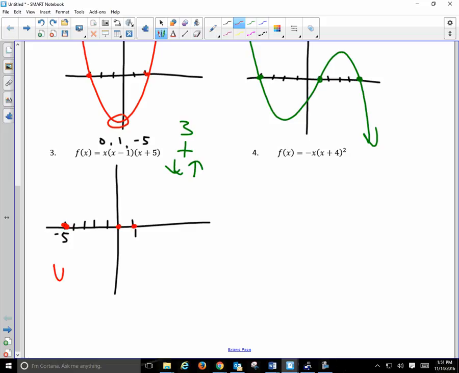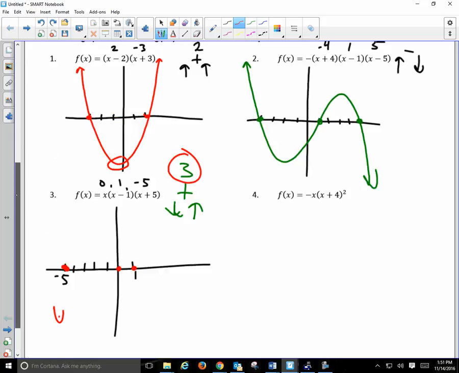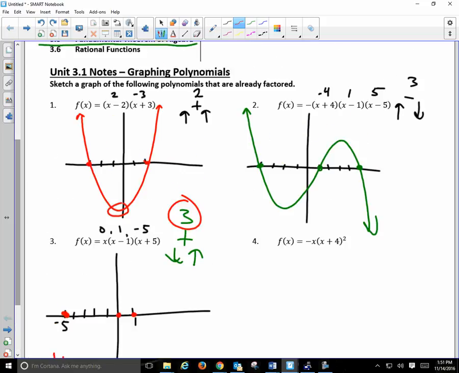It's positive, so it will end up. Because it's odd, it will start and end in opposite vicinities. Yep, and it starts and ends in opposite vicinities. It ends down because it's negative.